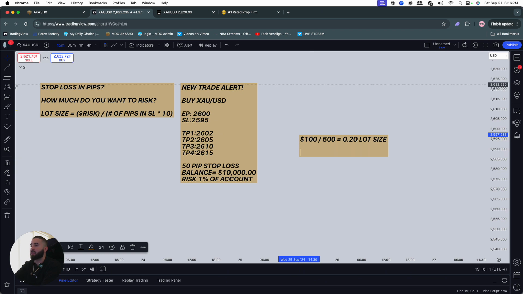And so if we refer to how lot sizes work, for every 0.01 lot size, we're going to have 10 cents per pip of risk. So with a 0.20 lot size, we're going to have $2 of risk per pip. So if we do a 50 pip stop loss, we're going to have 2 times 50, which will be $100. And $100 is the 1% risk of our $10,000 account.